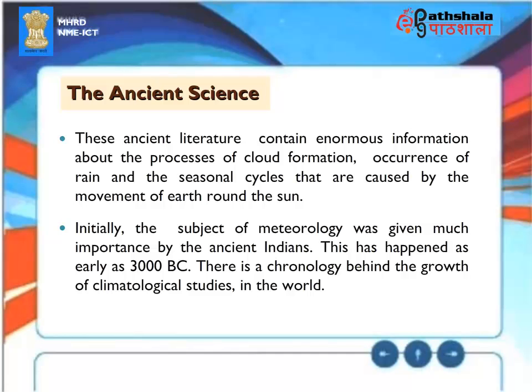The ancient science. These ancient literatures contain enormous information about the processes of cloud formation, occurrence of rain, and the seasonal cycles that are caused by the movement of Earth around the sun. Initially, the subject of meteorology was given much importance by the ancient Indians. This has happened as early as 3000 BC. There is a chronology behind the growth of climatological studies in the world.